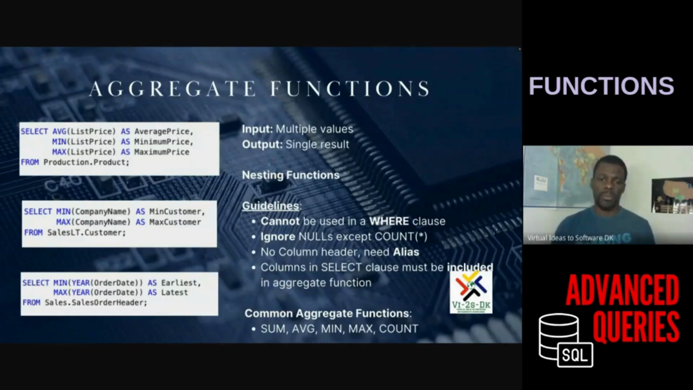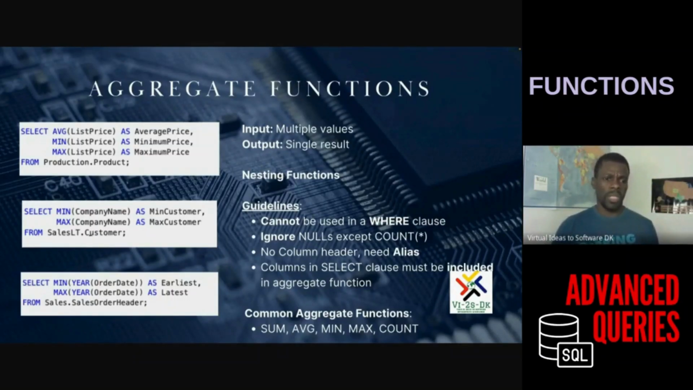But you also want to remember that when using these aggregate functions, the columns usually have no headers. So it's a good idea to use aliases to make your columns more descriptive of what exactly you're doing, because it's just going to say column 1, column 2, column 3, which is not very intuitive for us. And when you're using aggregate functions, very important that the columns in your select clause must be included in the aggregate function itself. So as you see in some of these examples, we're able to get the average list price, the minimum list price, and the maximum list price. But we're also using aliases to be able to explain what each one of these values are.